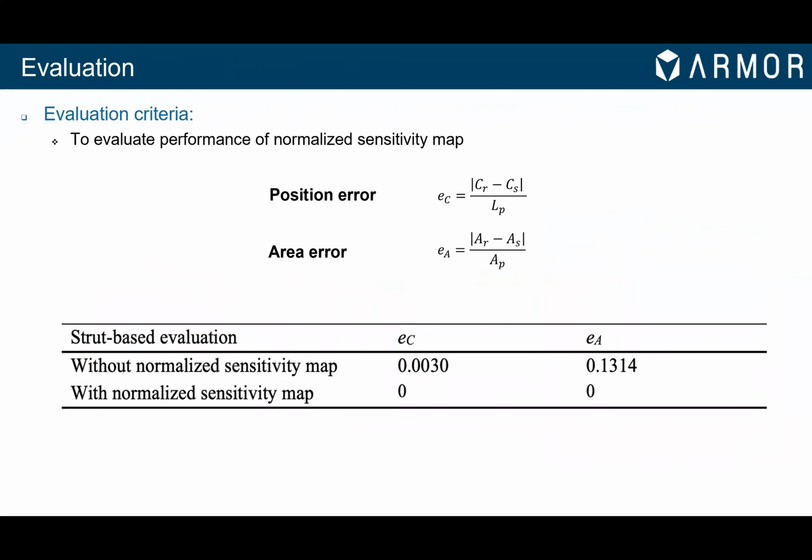Now, we can also assess the performance of this damage detection approach by defining 2 metrics: position error as well as area error, which basically assesses how accurate we are at identifying the location and the size of damage. And in this table below, we see that, of course, without a normalized sensitivity map, we see some error values relative to the normalized sensitivity map where we precisely identified where damage was located.